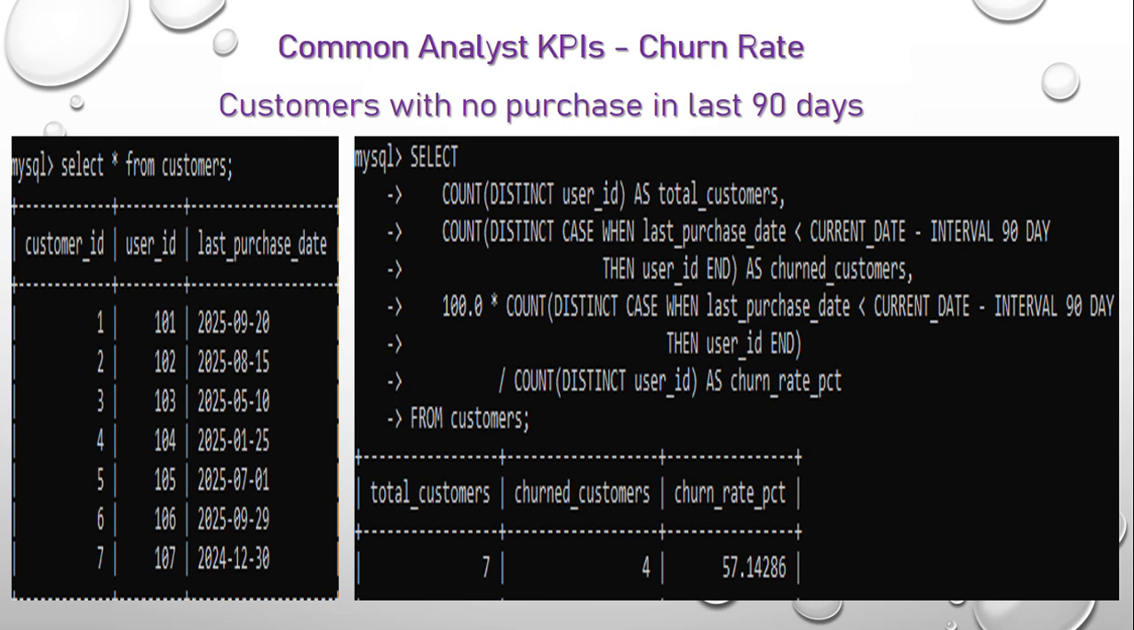In the same way, if we want to calculate the churn rate, meaning customers with no purchase in the last 90 days, this is the customers table I have. With respect to last purchase date, we are finding the user IDs where the last purchase date is less than current date minus interval 90 days as churned customers. Then we are finding the churn rate percentage by dividing the churned customers by the total user IDs. So these are the total customers, churn customers and churn rate PCT.